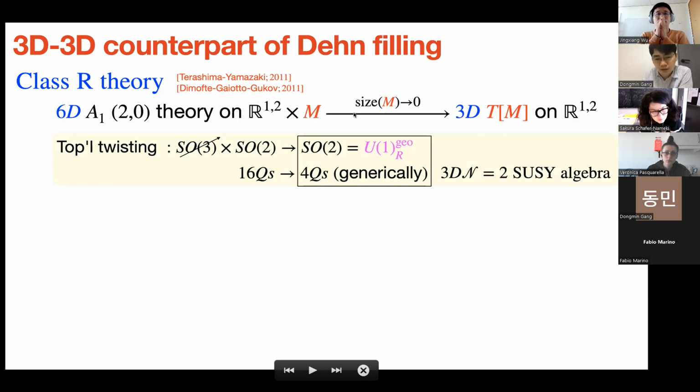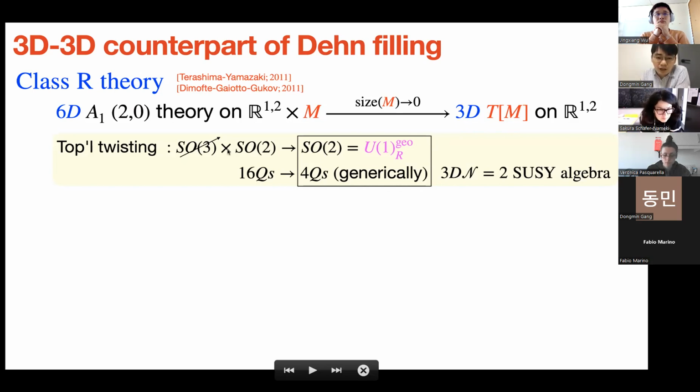Then we consider the limit when the size of the three-manifold is very small. Then we expect to get some 3D theory labeled by M. Actually it only depends on the topological structure of the three-manifold M at low energy. This will be denoted by T[M], the 3D theory. In this way, we can geometrically engineer the 3D theory labeled by this three-manifold M.